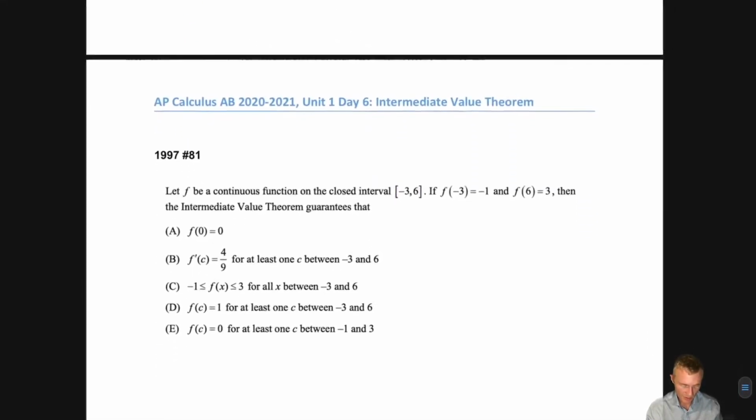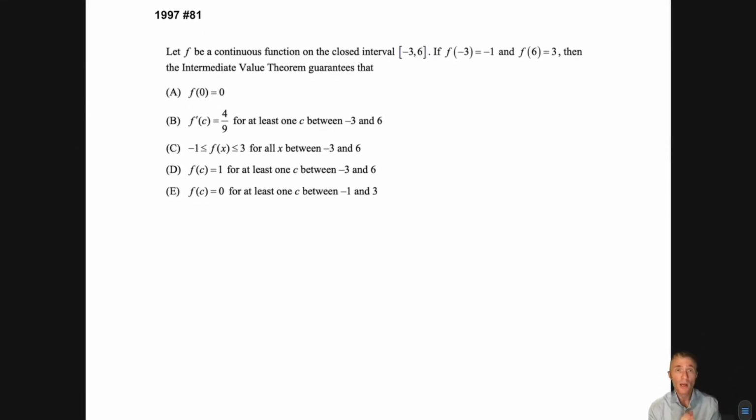Last for today, this is an actual AP multiple choice question from the 1997 exam, number 81. Let f be a continuous function on the closed interval -3 to 6. If f of -3 equals -1 and f of 6 equals 3, then the intermediate value theorem guarantees which of the following pieces of information? I'm going to go ahead and cross out B for you. B is something we're not quite yet ready to understand that terminology, but the rest of these you can pick between.